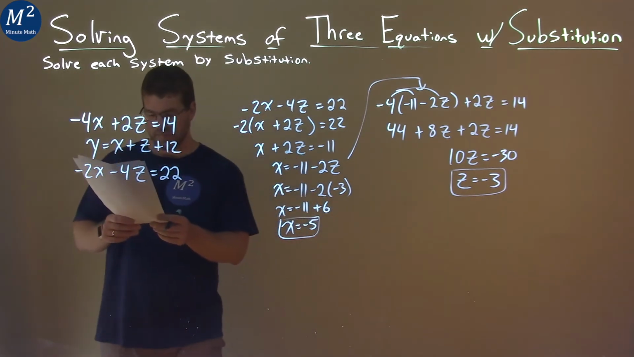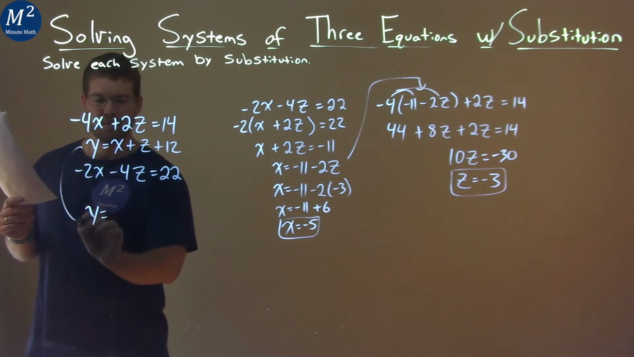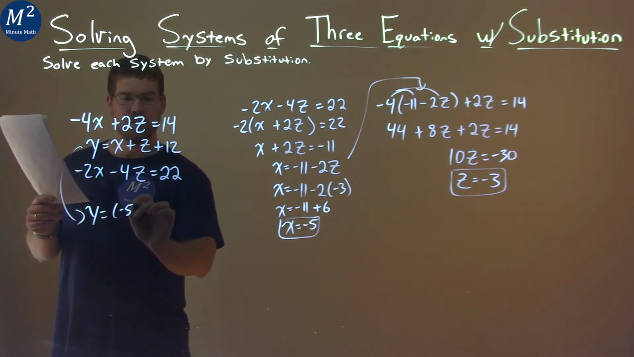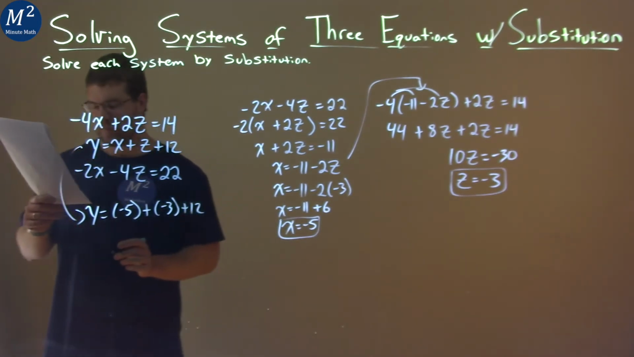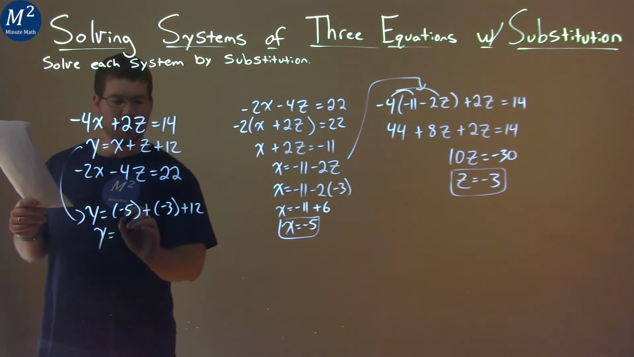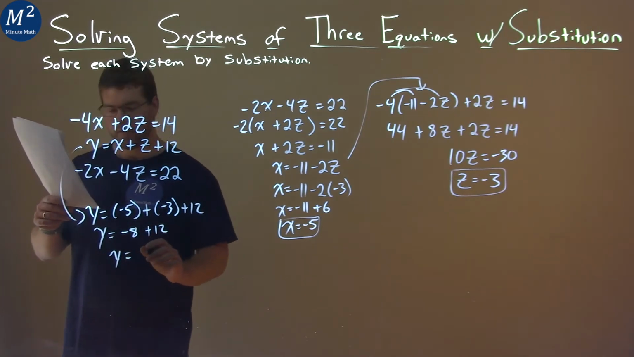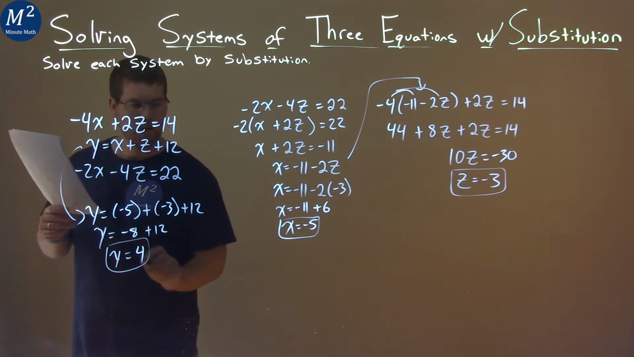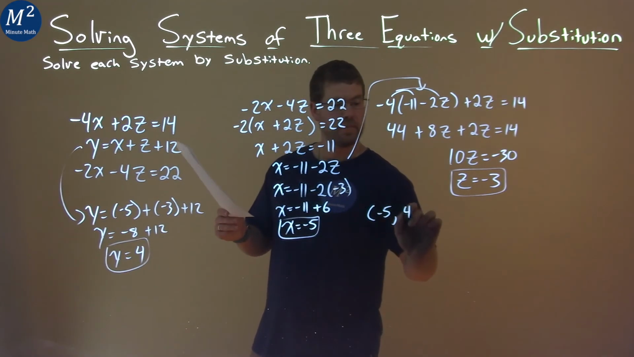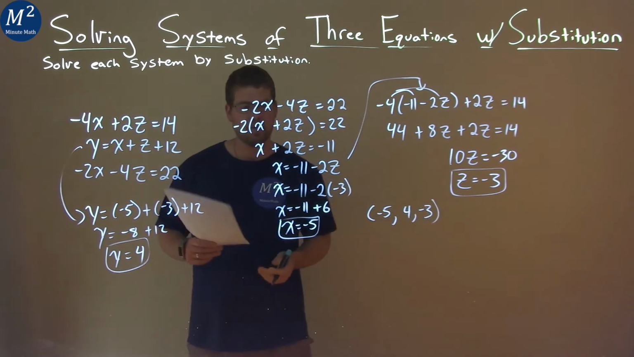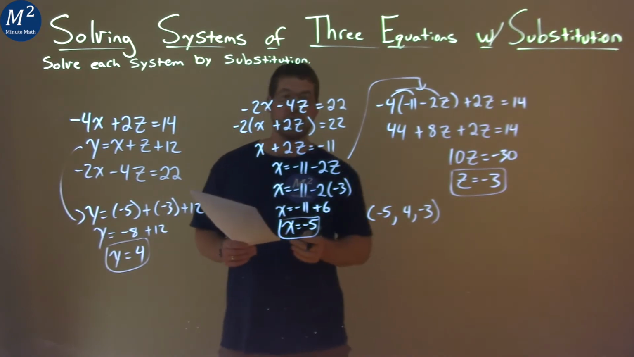Let's find our y. Well, let's look at the second equation. y is already by itself. So y equals, and for x, let's put negative 5 in. And for z, we put a negative 3 in. And then plus 12, and let's simplify that. Well, y equals negative 5 plus negative 3 is negative 8, plus 12. And negative 8 plus 12 is a positive 4. So we can write this as a coordinate point of negative 5, 4, and negative 3. And so our final answer here is x equals negative 5, y equals 4, and z equals negative 3.